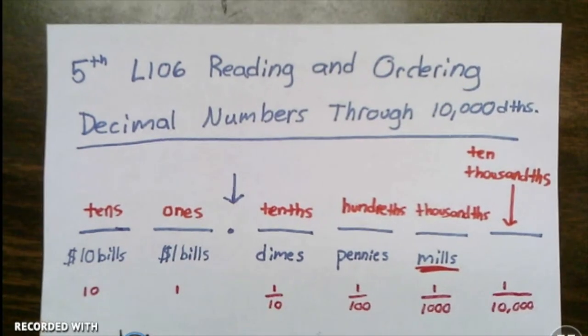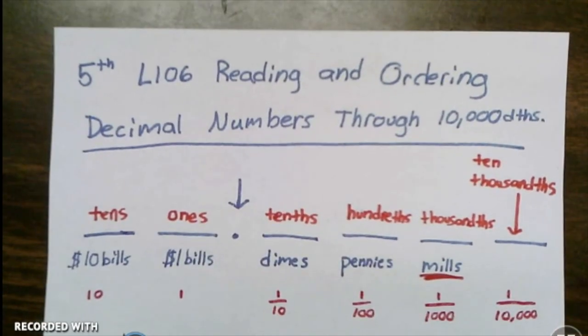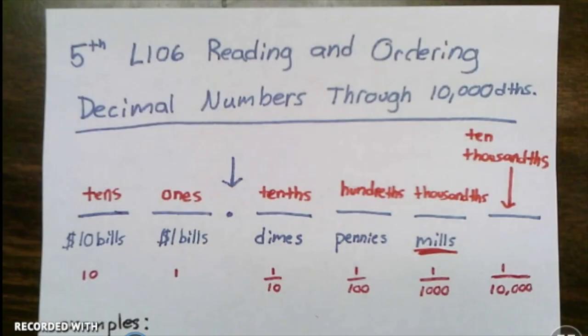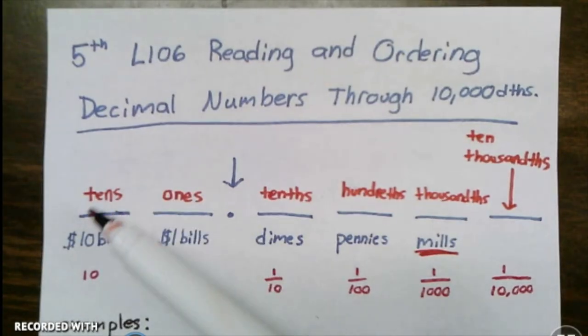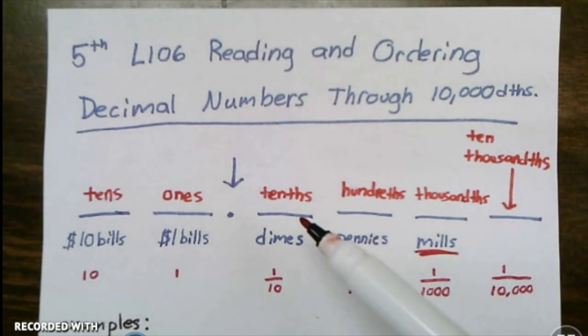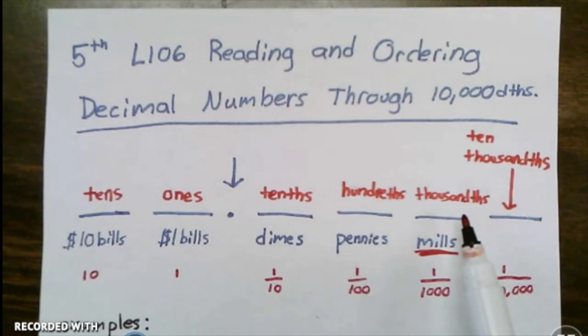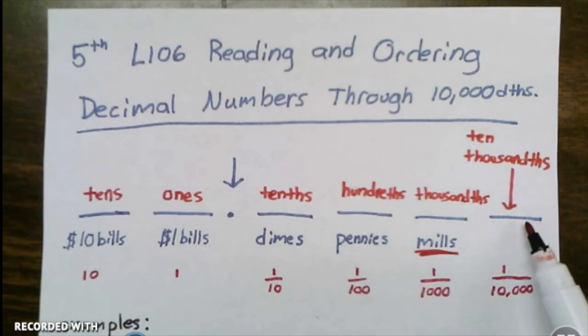Beginners, and welcome to lesson 106 on reading and ordering decimal numbers through 10,000ths. So here we've got our place value chart, right? We already know about the tens and the ones, and then we've got the tenths, hundredths, and thousandths. Now we're adding one more, which is the 10,000ths.